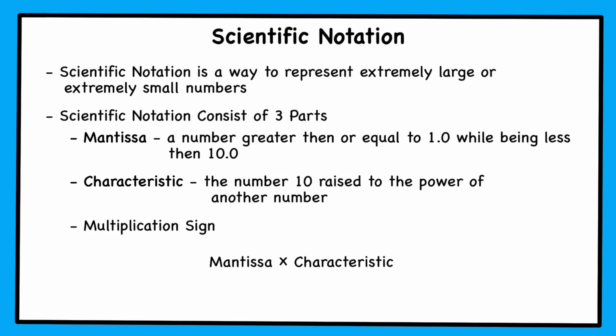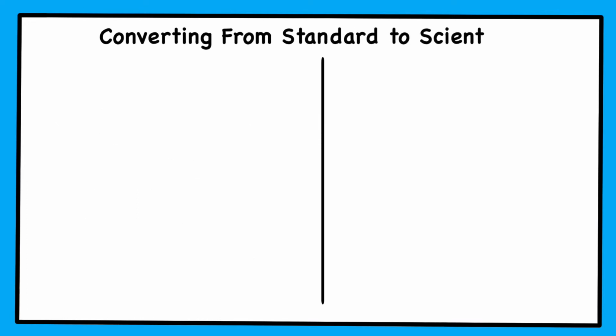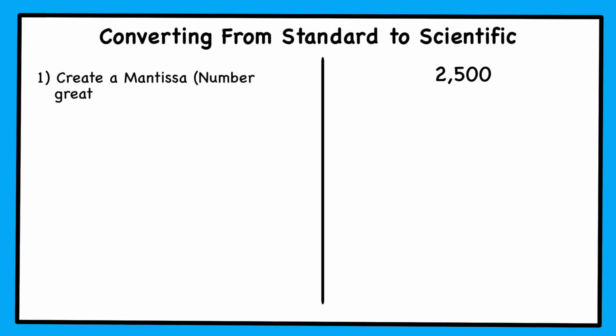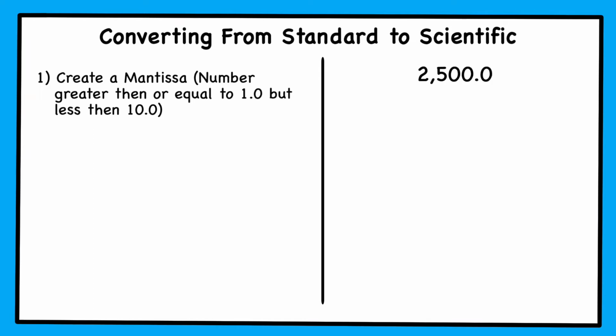So, when writing a number in scientific notation, we need to write the mantissa multiplied by the characteristic. Now let's talk about taking numbers from standard form and making them into scientific notation. So, let's take the number 2,500 and convert it to scientific notation. My first step in this type of problem is to create a mantissa. In order to do this, I'm going to have to add a decimal place at the end of my 2,500. So, 2,500 decimal. I then need to move my decimal place either to the left or right, making an appropriate mantissa.